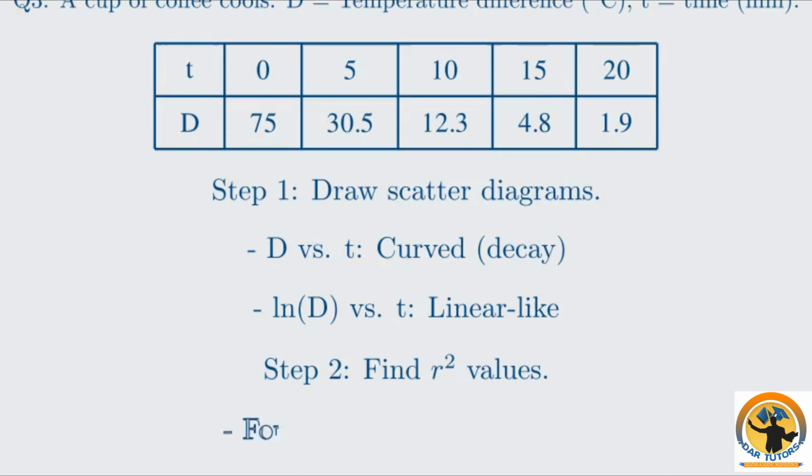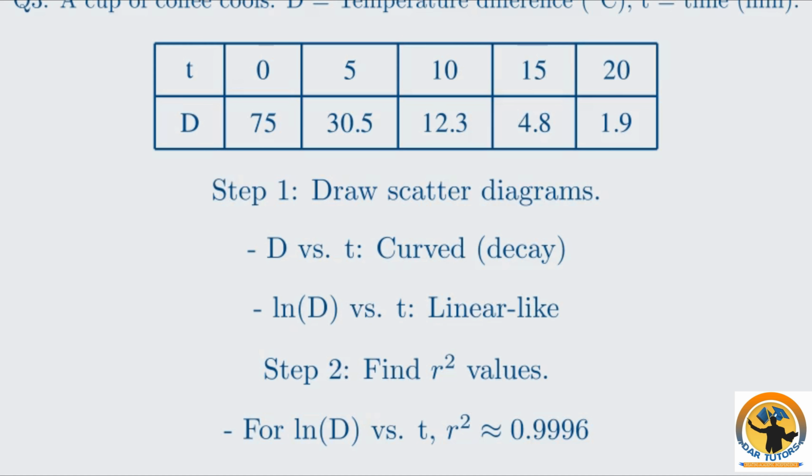Step 2. Calculate R-squared values for all four transformed pairs. The highest R-squared value, approximately 0.996, is found for the exponential model, ln D versus t. This confirms our visual assessment. Therefore, an exponential decay model is the most appropriate.